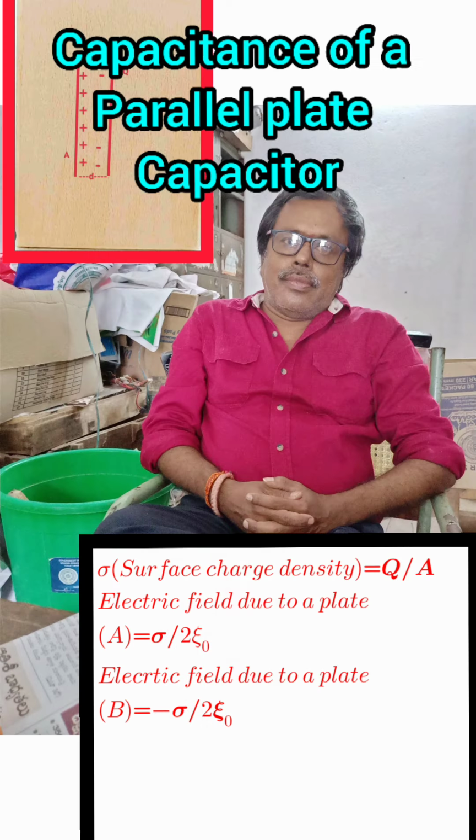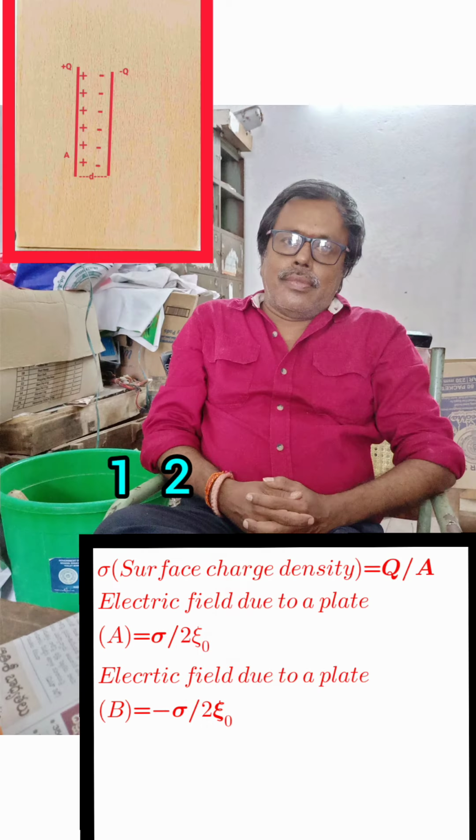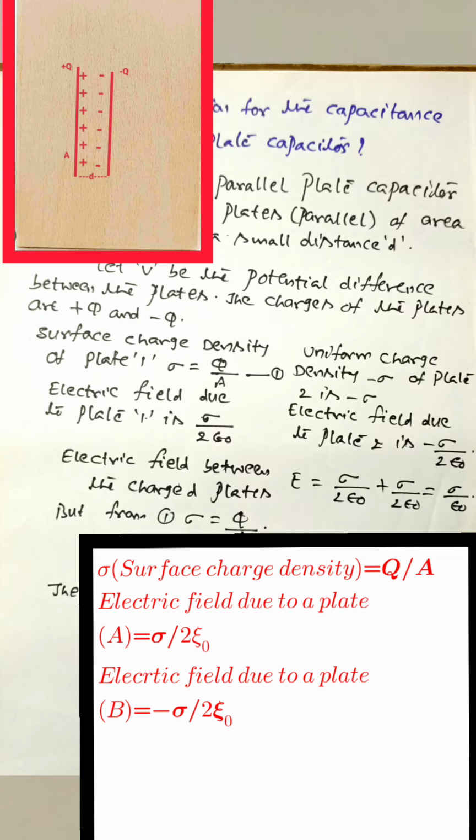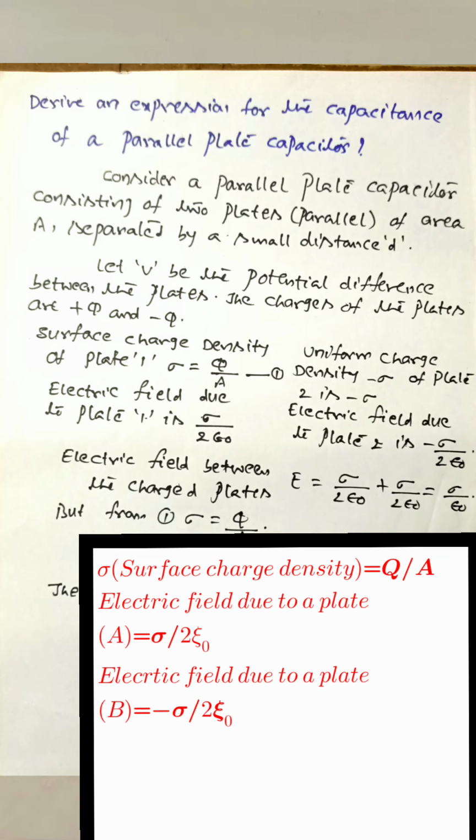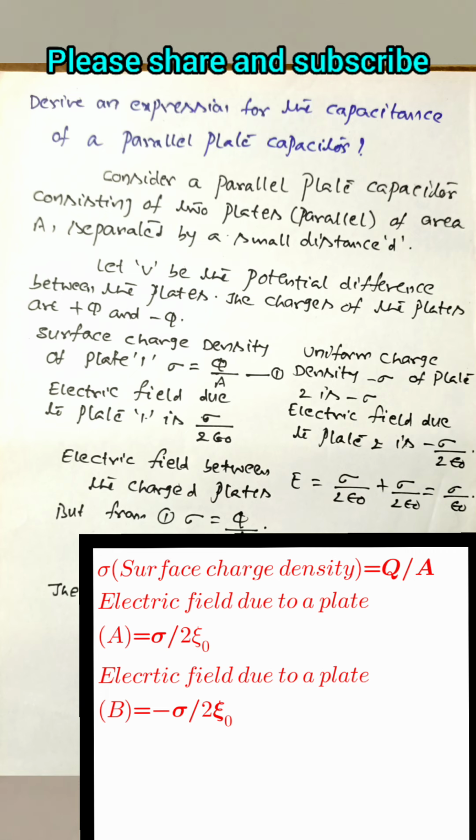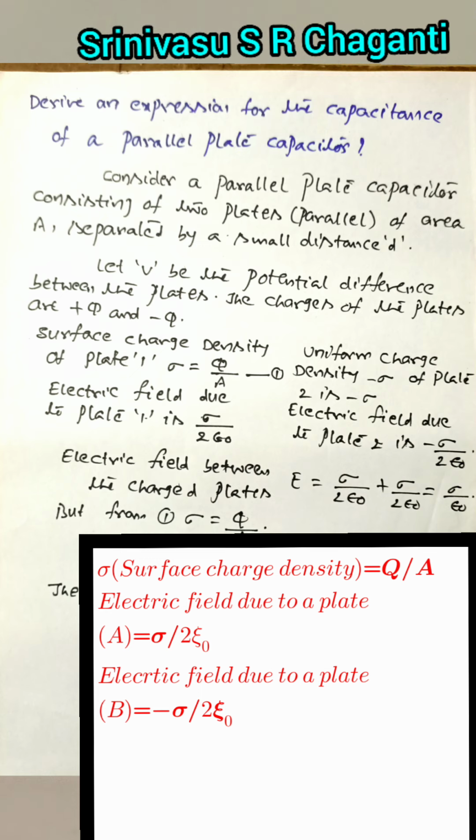Now let us see how to find the capacitance of a parallel plate capacitor. To find the capacitance of a parallel plate capacitor, let us consider a parallel plate capacitor consisting of two plates 1 and 2 which are separated by a small distance d. We are considering the electric field due to plate 1 and 2 as sigma by 2 epsilon 0 and minus sigma by 2 epsilon 0 respectively. The electric field between these two plates E is equal to sigma by 2 epsilon 0 plus sigma by 2 epsilon 0, that is sigma by epsilon 0.